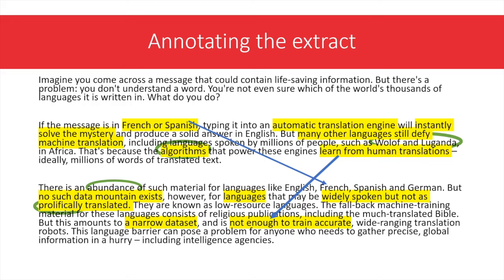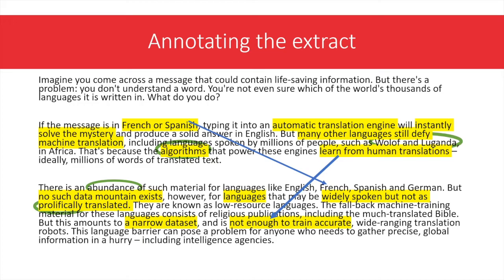This is key to understanding what the main points of your texts are. And then step 4, drawing arrows to related ideas within the texts. So French and Spanish, you can see I've drawn an arrow to widely spoken, okay? But also learning from human translations, it's not enough to train an accurate translation robot. This is going to aid you and help you in understanding and finding the main points and annotating a text.